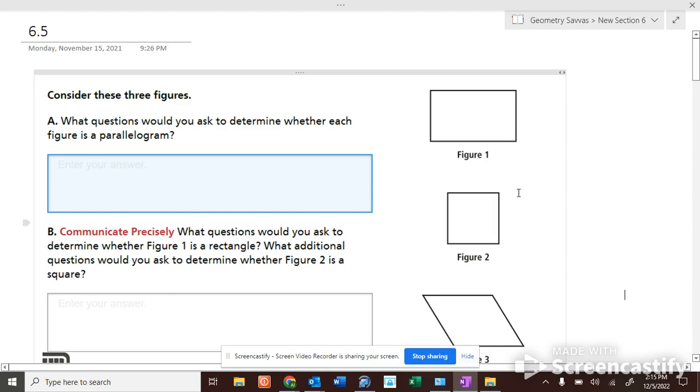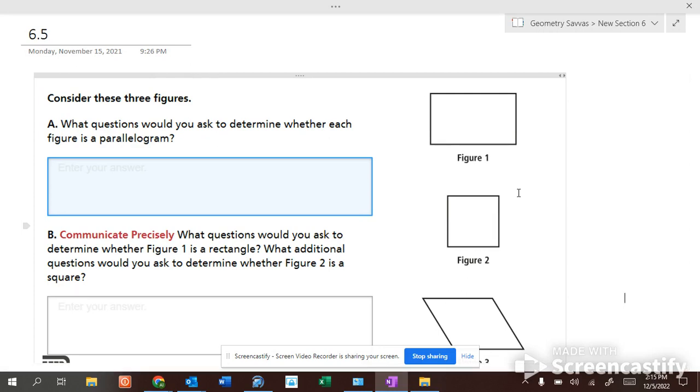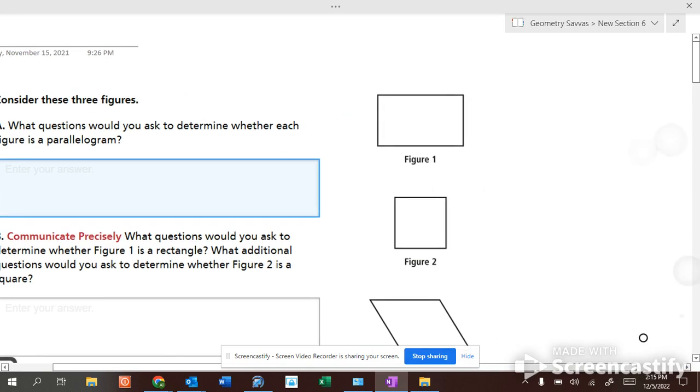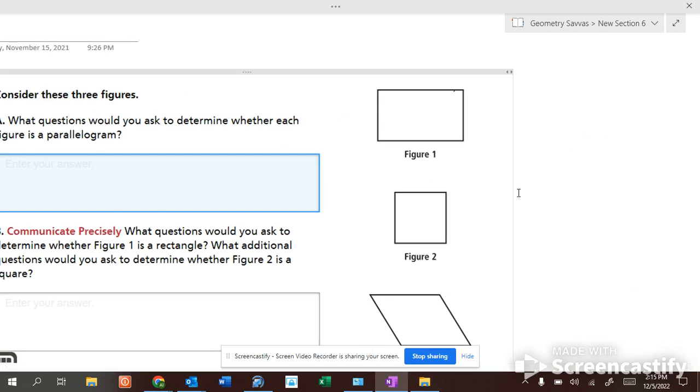Right. Do you think number 1 is a parallelogram? Well, what shape is number 1 up there? A rectangle. What do we know about rectangles? Their corners are what? 90-degree angles. If we have 4 90-degree angles, what do we know about opposite angles? They're congruent. Does that make a parallelogram? Yes, it is a parallelogram.